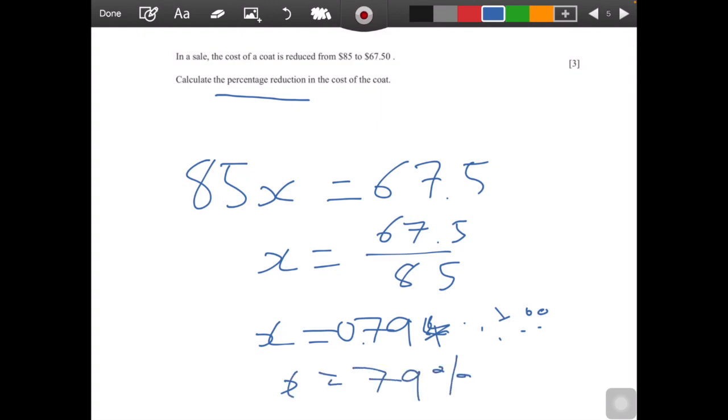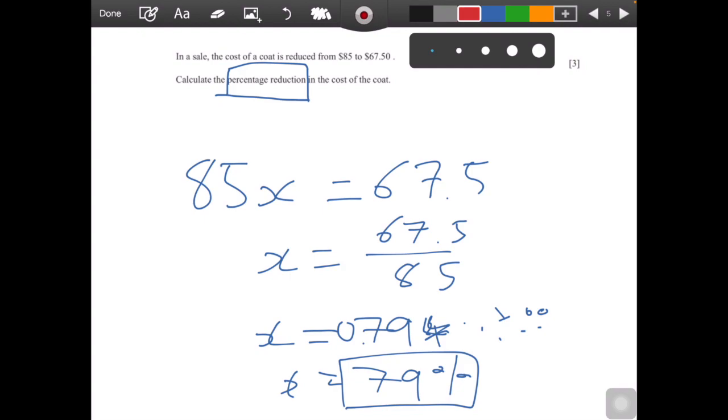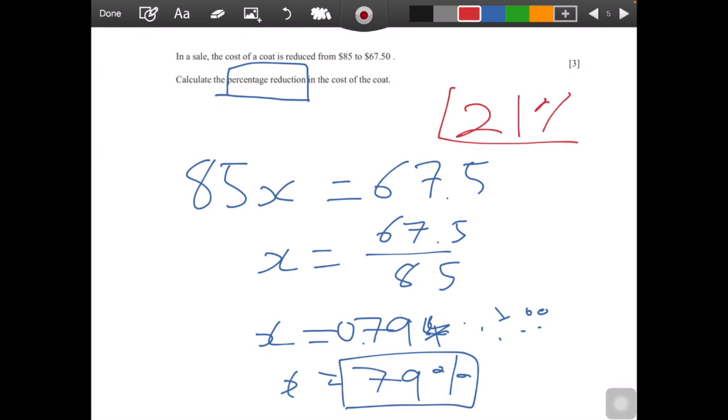But it's not reduced by 79%, it's actually reduced by 21%, because if it was reduced by 79%, we would have multiplied it by 0.21. So the reduction is 100% minus the value that you multiply it by. So the final answer would be 21%. So that was a nice little icebreaker.